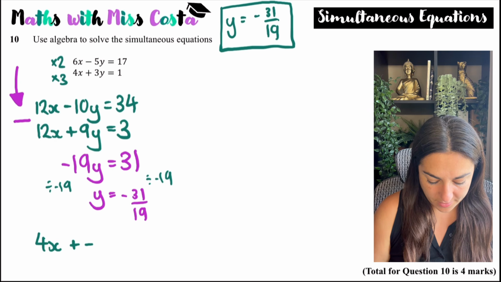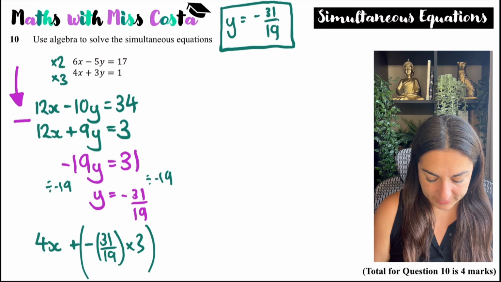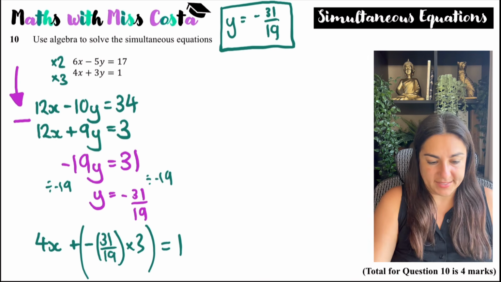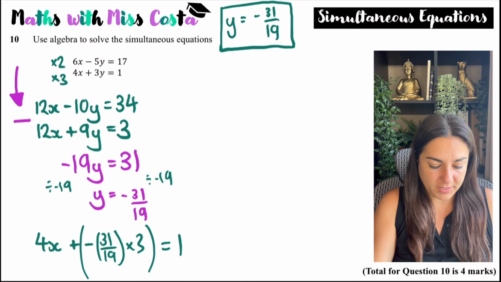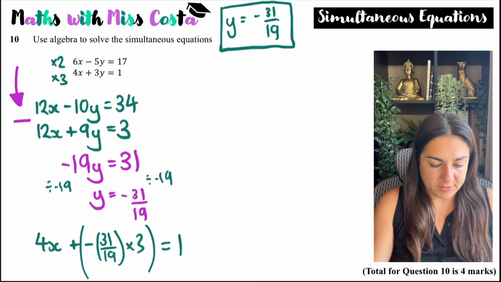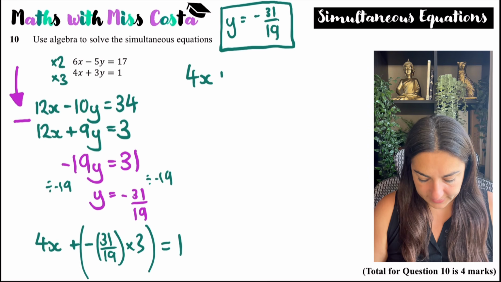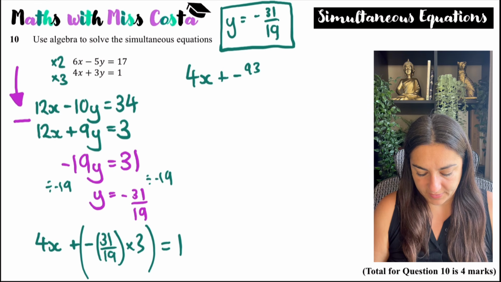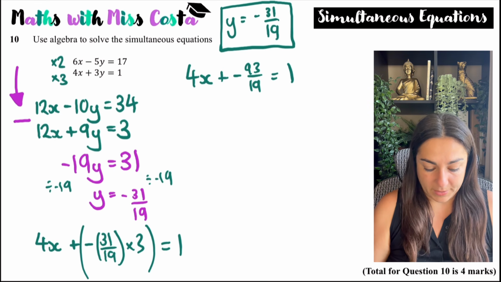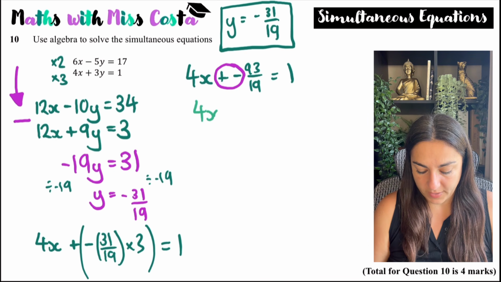minus 31 over 19 times by 3 is 1. So let's type this into our calculator. So as a fraction, you've got negative 31 over 19, times by 3 is going to give you, so 4x plus minus 93 over 19 must equal 1. Now a plus and a minus next to each other are always going to become a negative, so 4x minus 93 over 19 equals 1.